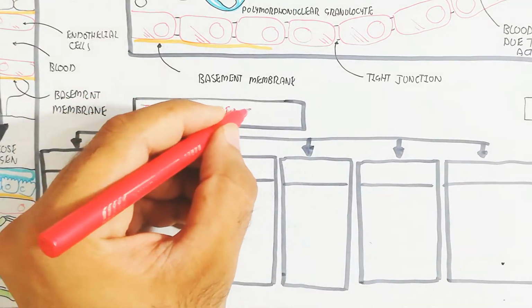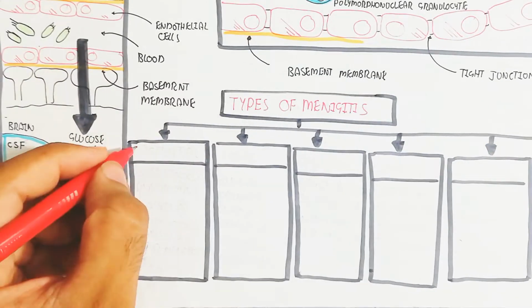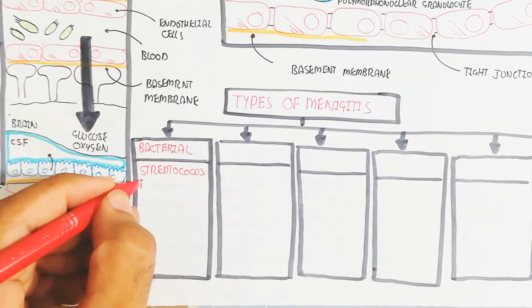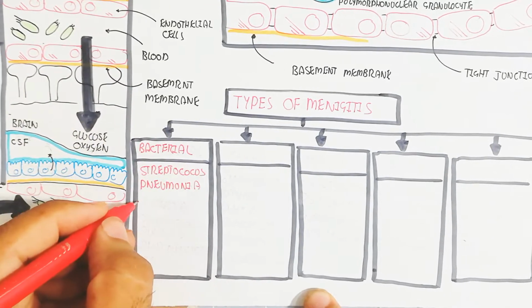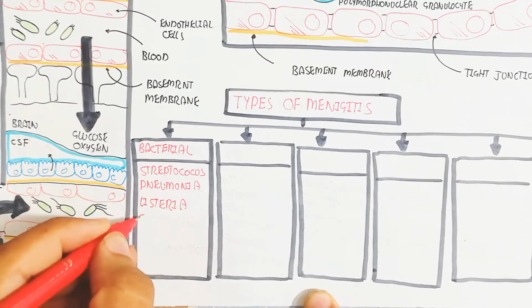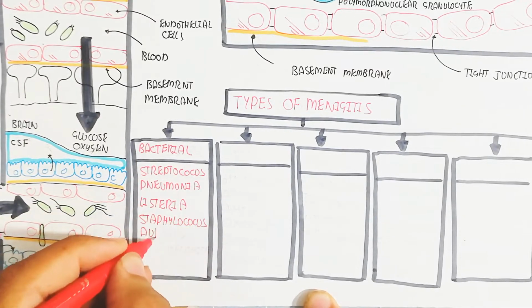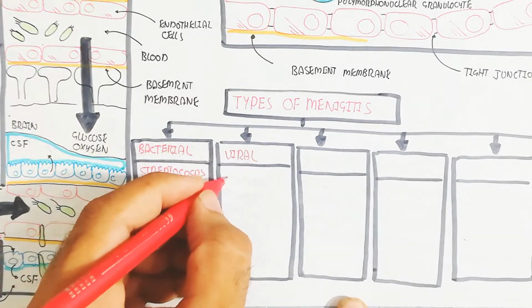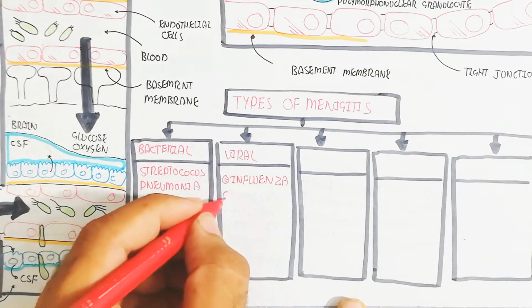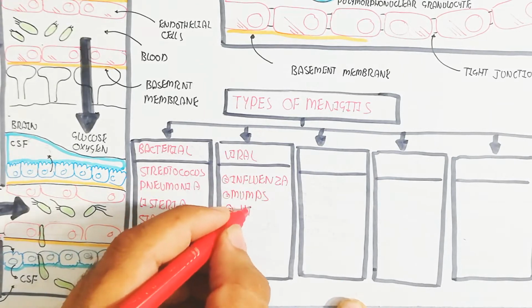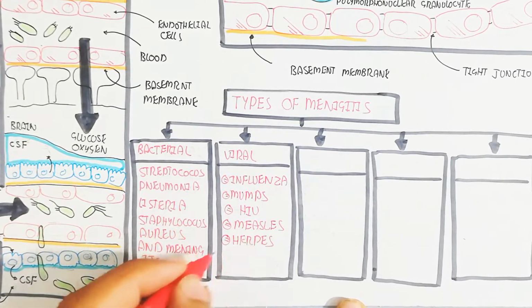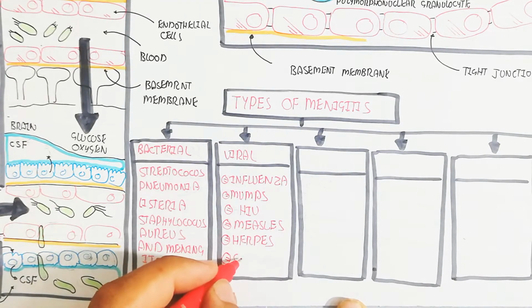So anyhow, let's begin to understand the types of meningitis. The bacterial causes are Streptococcus pneumoniae, Listeria, Staphylococcus aureus, and other meningitis-related bacteria. On the other hand, viral infection is caused by the influenza virus, mumps, HIV, measles, herpes, and coronavirus.